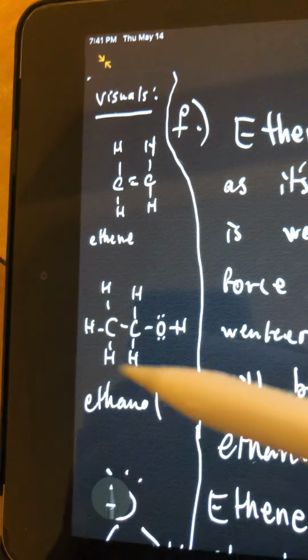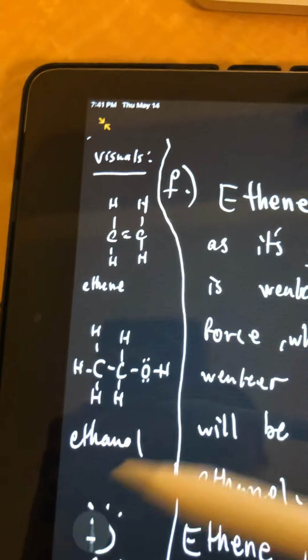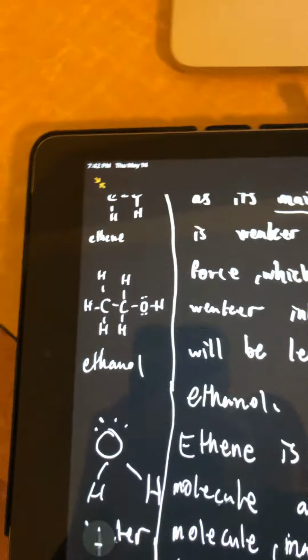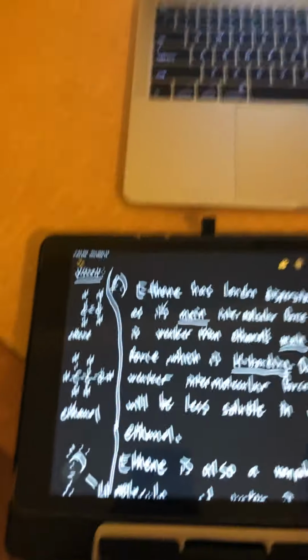So this one has stronger intermolecular forces, I'll just say IMFs. This one has stronger IMFs. That's why it will be more soluble in water, and that's just generally a rule. If you have stronger intermolecular forces, you will be more soluble in water.